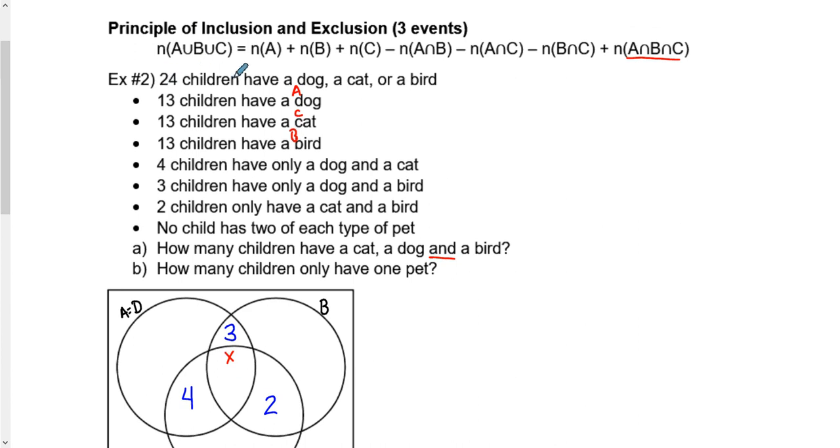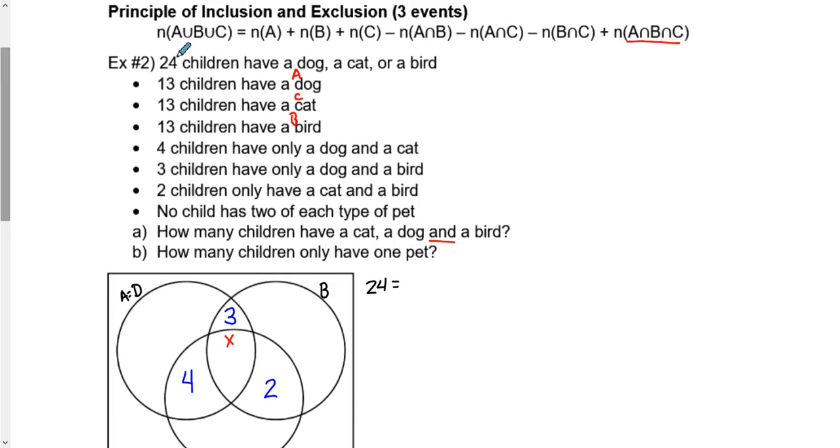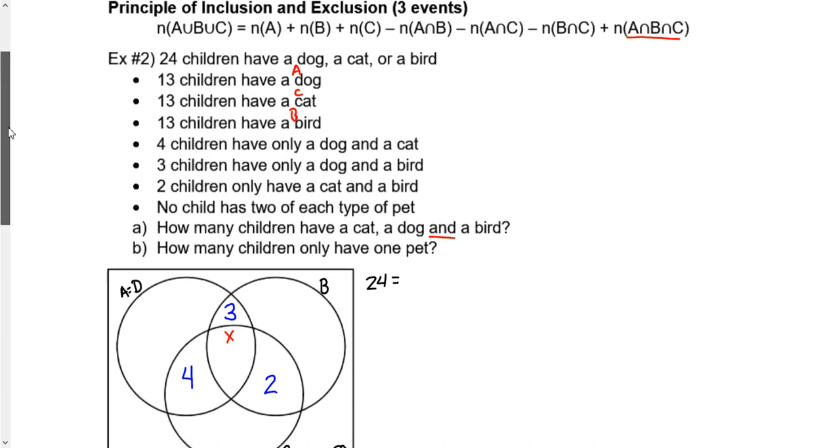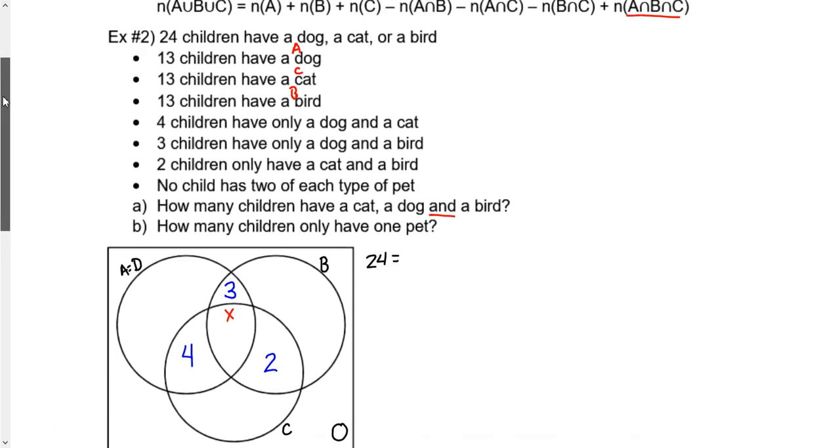Now it says that 24 have a dog, a cat, and a bird. So that means that our entire union has to be 24. There'd be nothing on the outside. The question doesn't allow it. It says 24 have a dog, a cat, or a bird. Meaning we're only considering kids that have an animal. So technically we wouldn't need this box around it, but it's just to help keep everything nice and neat.